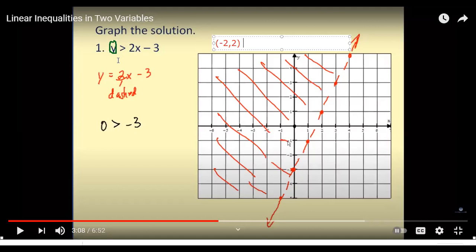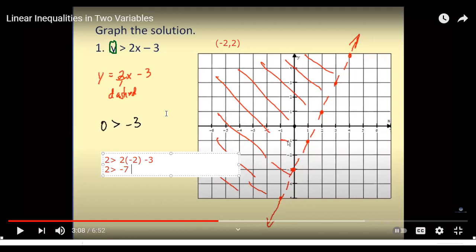So we will replace the value of y by 2, and it was more than 2 times negative 2 minus 3. Then we have 2 more than negative 4 minus 3, which will be negative 7. So is this a correct inequality or wrong? It's correct, right? So it's a solution or not? Yes, it's a solution.